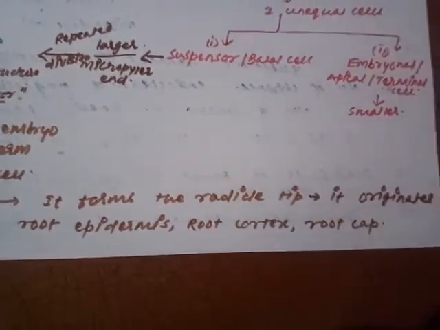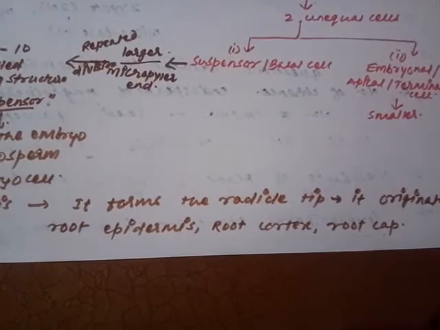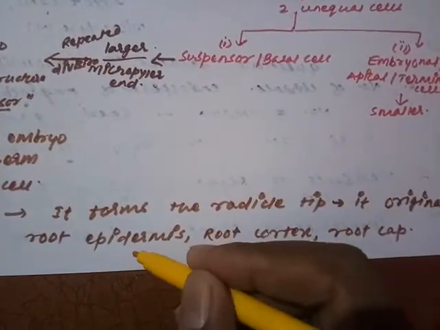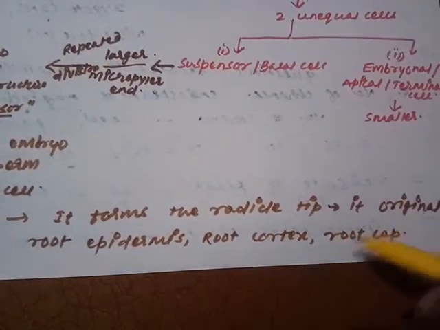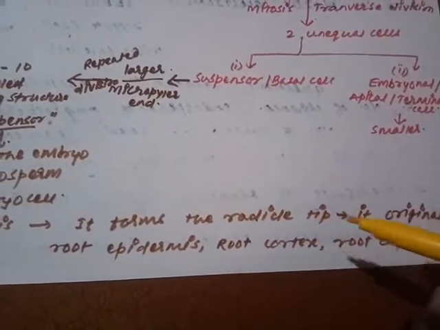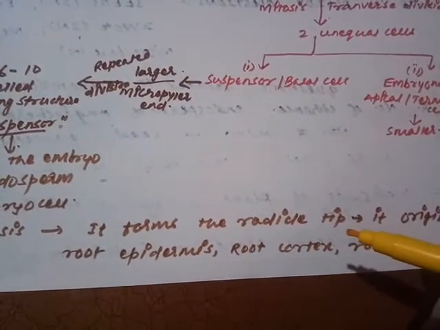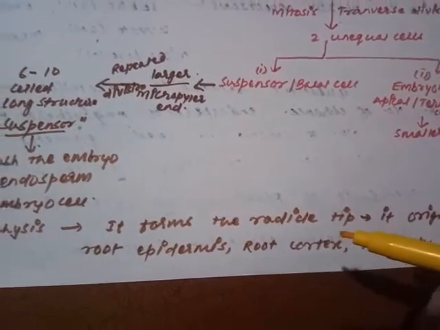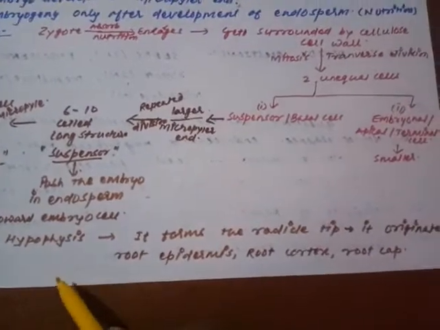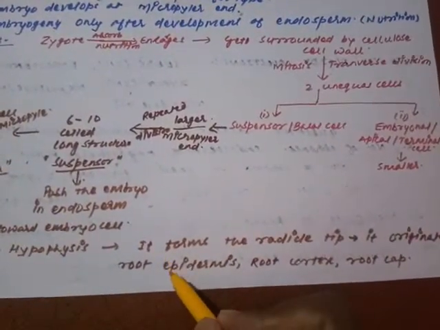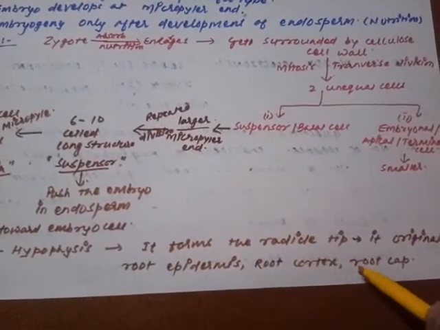The radicle tip is important to give rise to structures like root epidermis, root cortex and root cap. These are all very important points. Every time you have to get ready for the NEET examination. Every time questions may be asked about which structure performs what kind of function. So here the hypophysis is known to give rise to the root epidermis, root cortex and root cap.